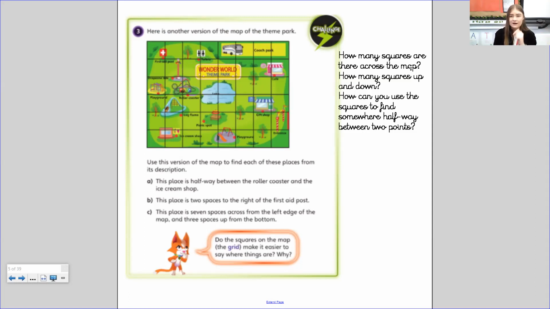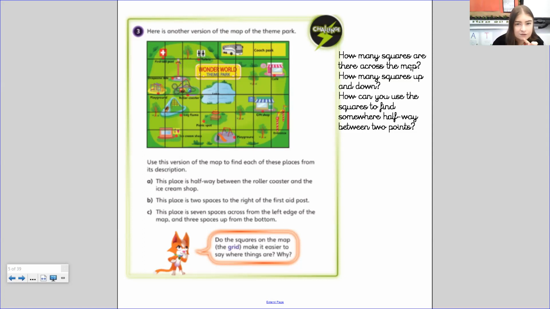So the squares will help us find halfway because we can be exact. If the log flume's in one, and then there are 2 squares, and then there's something else, then we know that halfway is exactly in between those 2 squares. It can help us be really specific so that we can give incredible directions. So use this map to describe or to find each of these places. So this place is halfway between the roller coaster and the ice cream shop.